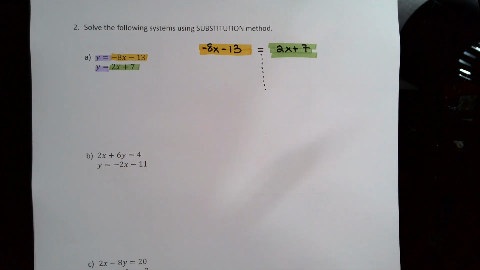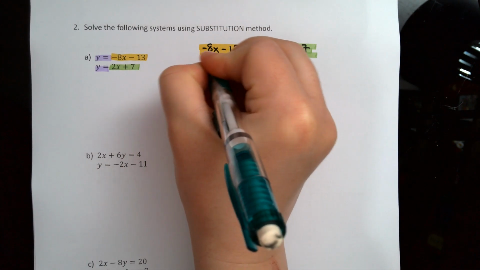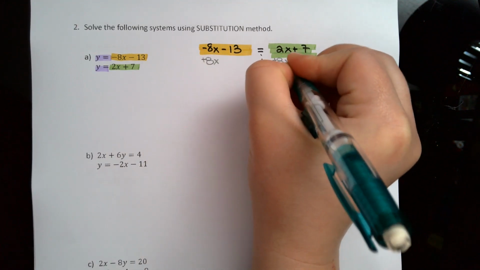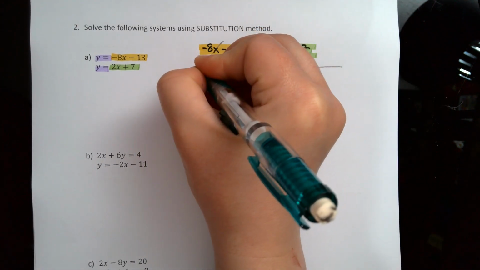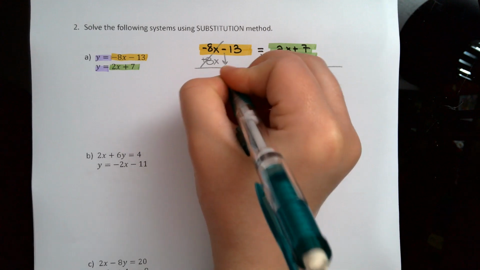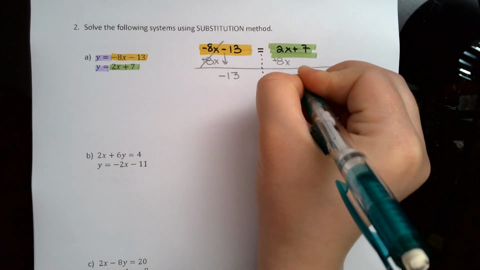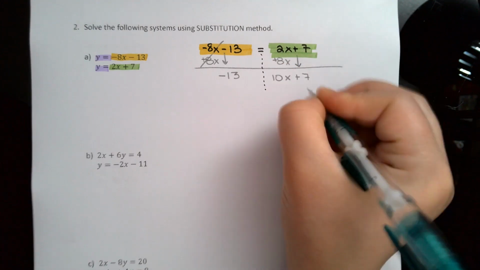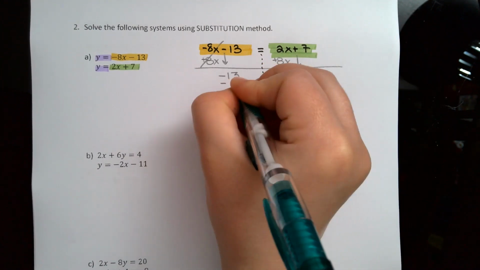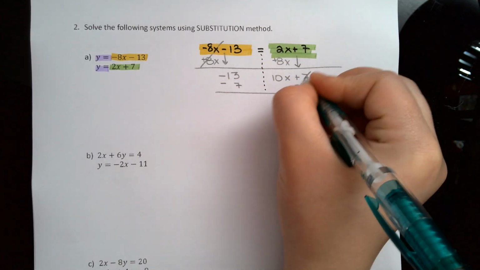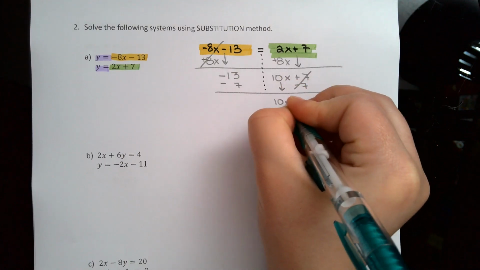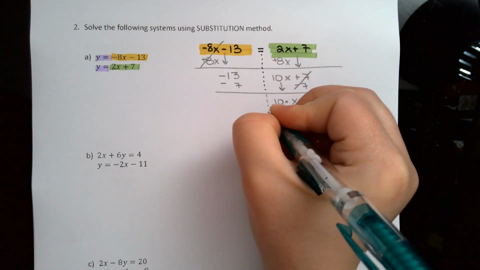I'm going to go ahead and remove that 2. Actually, I'm going to change my mind. I'm going to remove 8. I'm going to add 8 to both sides, 8x's. Again, on one side, my goal is to remove, bring down the negative 13. Here, my goal is to add, bring down the 7. Again, my goal is solving, so I'm going to remove the 7 by subtracting 7. Bring down the 10 times x, dotted line for balance.